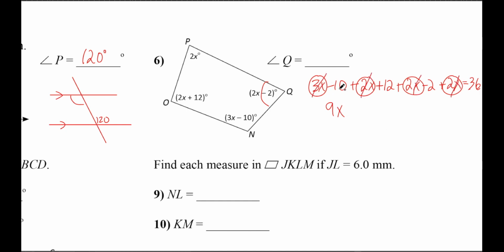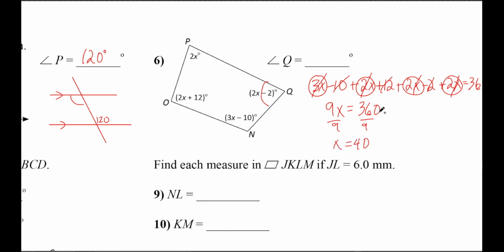Let's add up the regular numbers. Negative 10 plus 12. That's 2. 2 minus 2 is 0. All right, so 9x. So all my numbers just cancel out. So 9x equals what? 360. Divide by 9. X is 40.